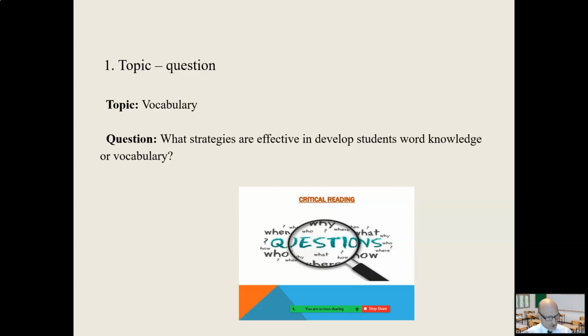Now, first of all, if you're going to do a literature review, the first thing is to find your topic. What are you interested in? Then, and this is the important part, put your topic in the form of a question. You're not just doing a report on something. The literature review is gathering data to answer a question.